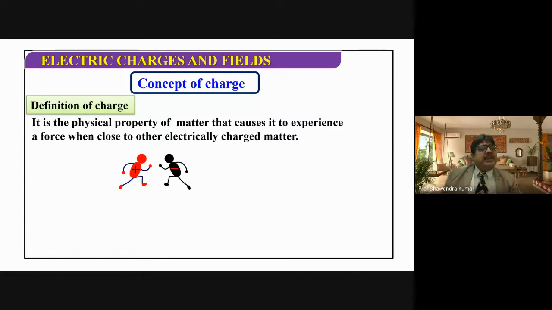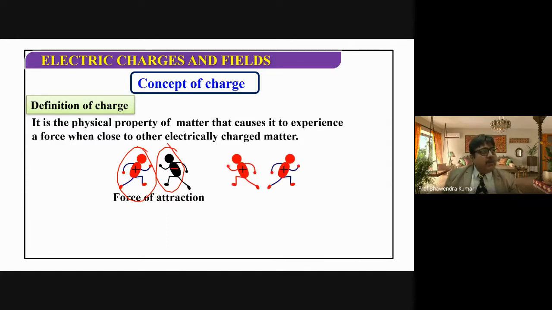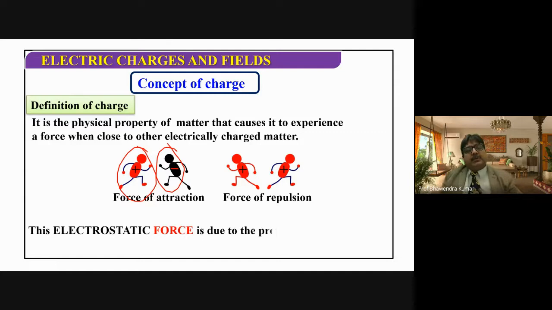So what do you see here in this diagram? There are two charges. One is the positive charge, other is the negative charge. And when the two charges are unlike, they have a force of attraction. And what do you see here? There are two like charges and both are positive. There will be a force of repulsion. So the electrostatic force is due to the property that is called the charge.